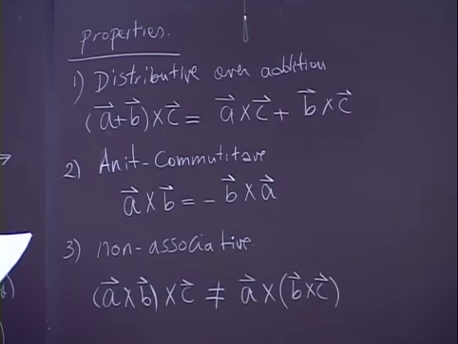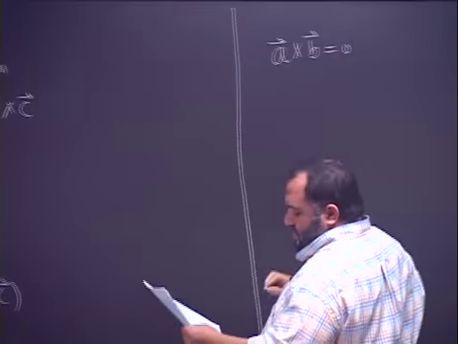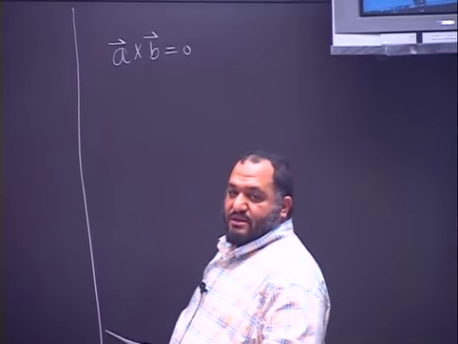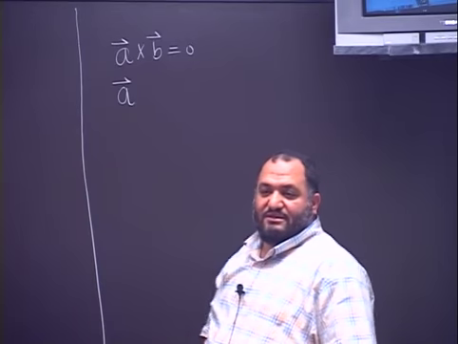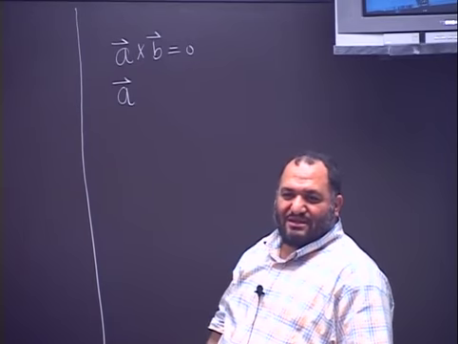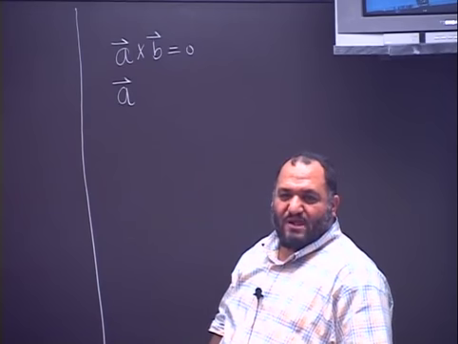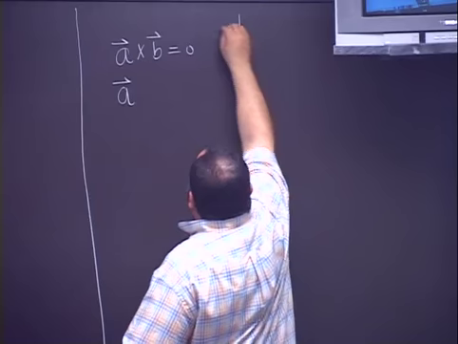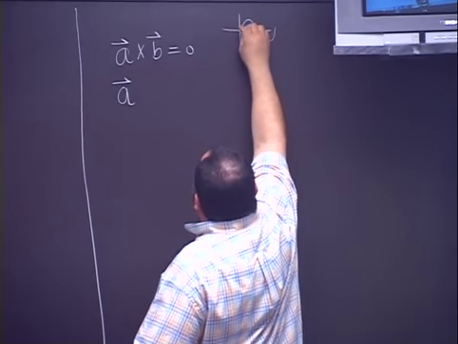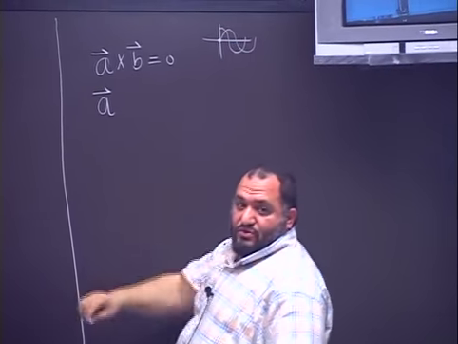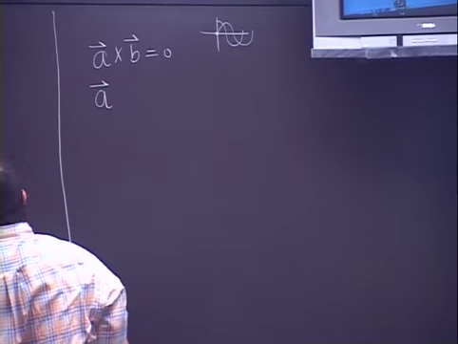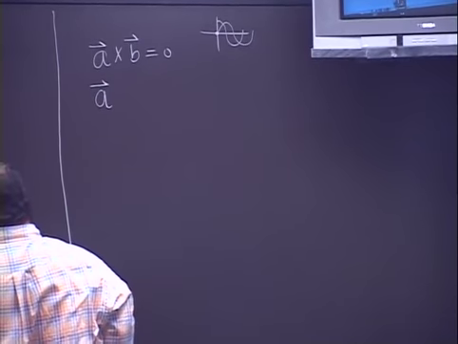Now, if we have A cross B equal to 0, what does it mean? It means that sine theta is equal to 0. What's the sine of the angle that's equal to 0? 0, because if you do not remember, just remember that this is the sine, and this is the cosine. So at 0, sine 0 is 0, and cosine 0 is 1.